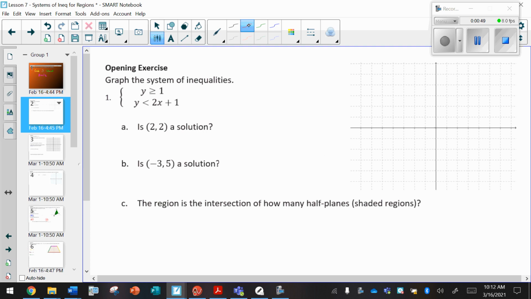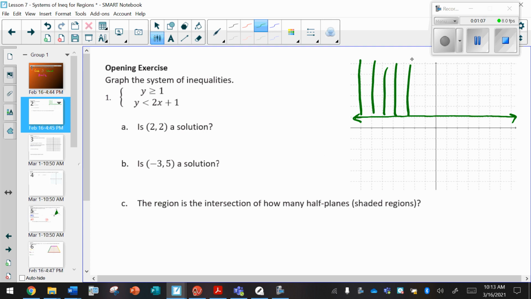For the inequality y is greater than or equal to 1, that is a horizontal line through the y value of 1. Because it can be equal to, we will draw a solid line. And because y is greater than 1, we are going to shade above that line. I like to do my shading lines perpendicular to the actual line itself. And I'm going to label that y is greater than or equal to 1.